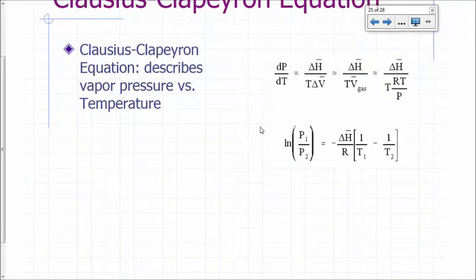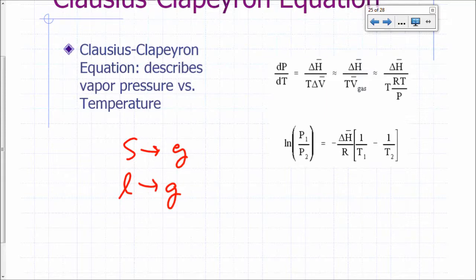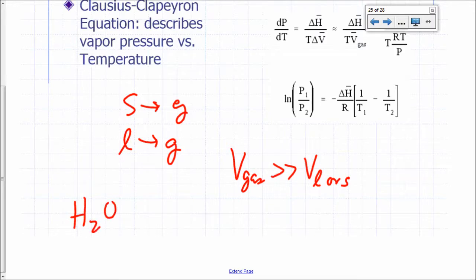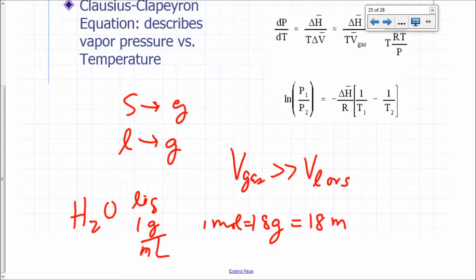Now, when we're dealing with the solid to gas and liquid to gas equilibrium, okay, we can simplify the Clapeyron equation. We can add an approximation, and that approximation has to do with the fact that the volume of the gas is going to be much, much larger than the volume of the solid or liquid that it comes from. And just to give you an example, if you remember, the density of liquid water is about 1 gram per mil, right? So a mole of water is 18 grams, right? So that's about 18 mils.